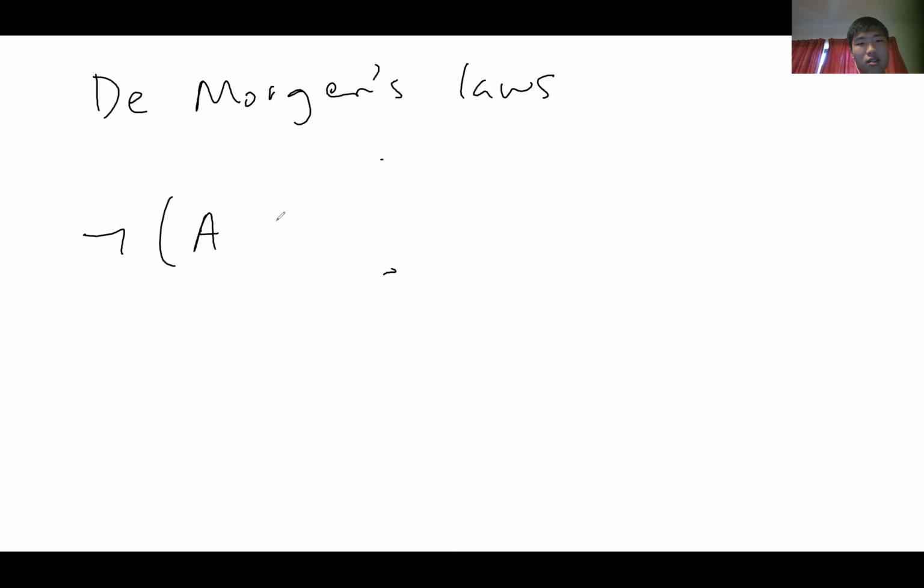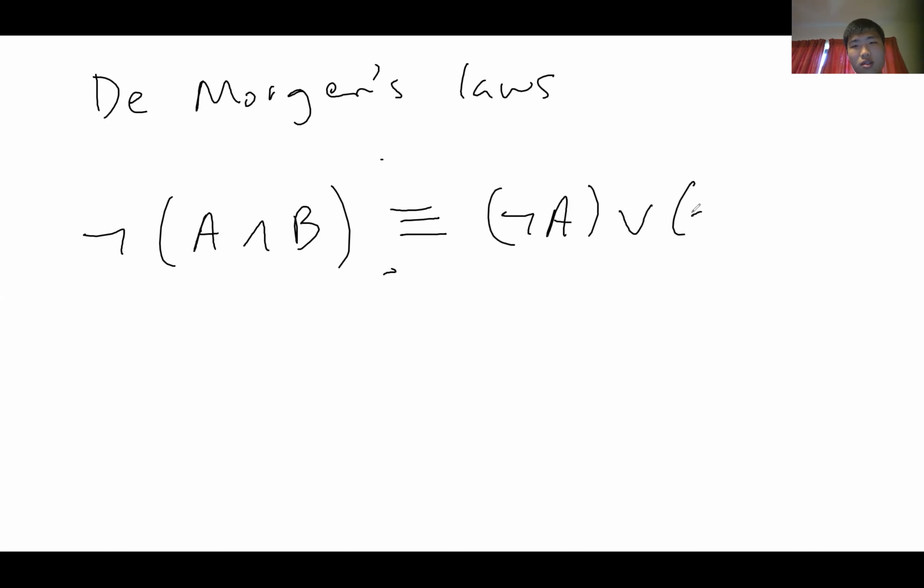Okay, so I'll give one, or actually two more important logical equivalences. These are called De Morgan's laws. I'll just write them out. Pretty simple. So, not (A and B) is logically equivalent to not A or not B.